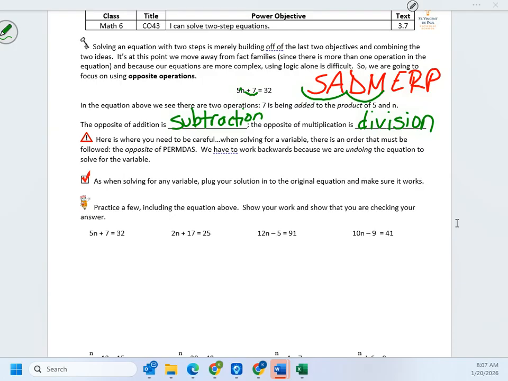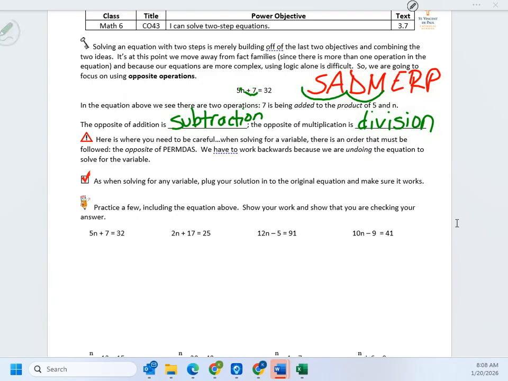Here is where you need to be careful. When solving for a variable, there is an order that must be followed. We have to do the opposite of PEMDAS. We have to do SADMEP. We have to work backwards because we are undoing the equation to solve for the variable. As when solving for any variable, plug your answer into the original problem. Follow the regular order of operations and see if it balances out.